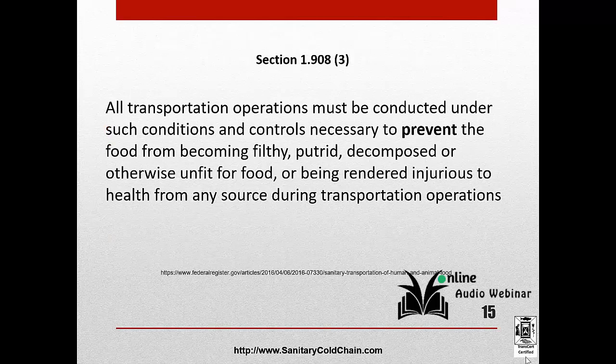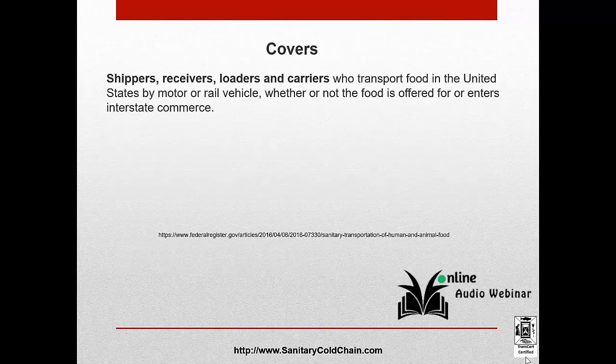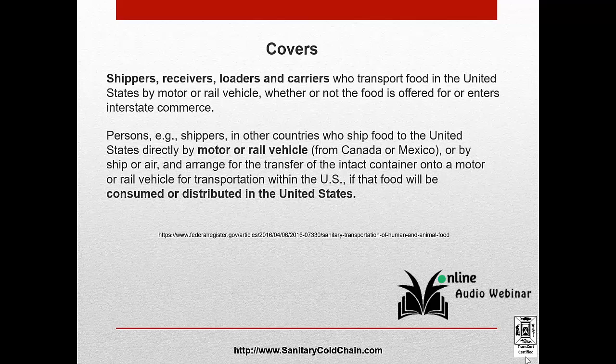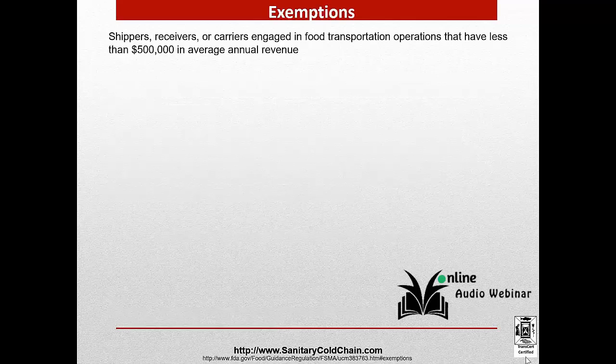And once again, look at the bottom of that slide, you'll see a link. The law, now I'm giving you specific pieces here, covers shippers, receivers. The railroad industry has a big problem with this. There are some exemptions to these rules. Receivers, shippers, or carriers engaged in food transportation operations that have less than $500,000 in annual average revenue are exempt from the rules.